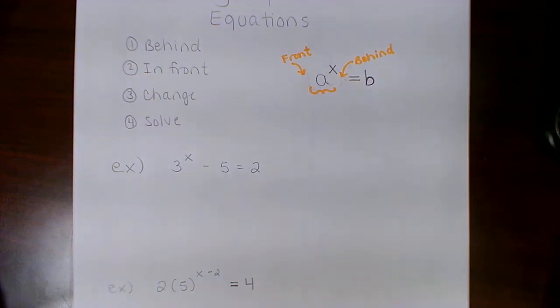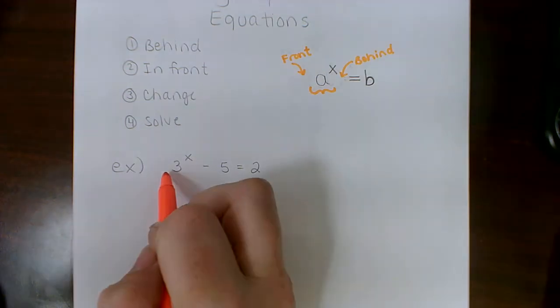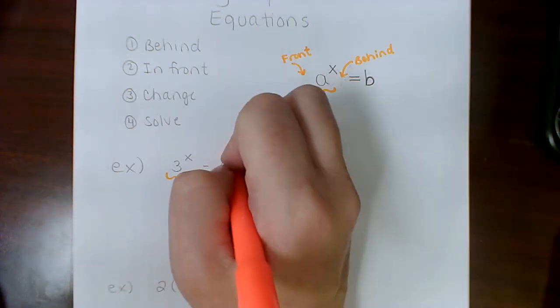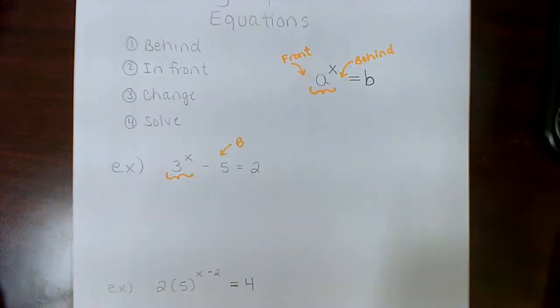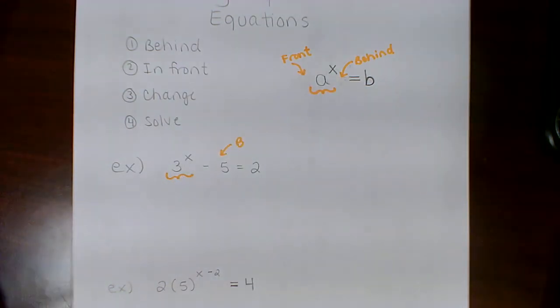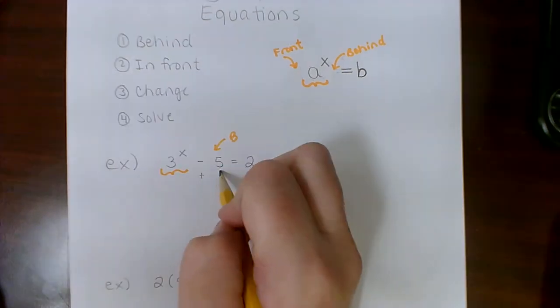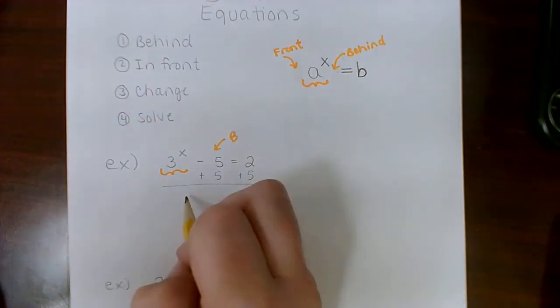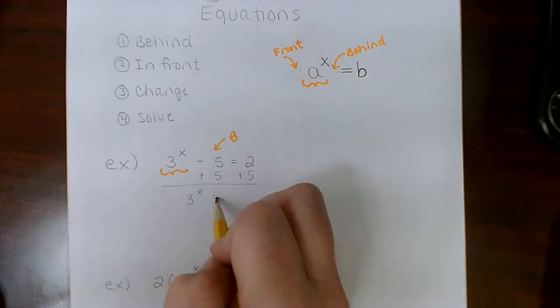So for example number 1, we're going to start with behind. First, find out where the function is, and then you can check behind. So yes, example number 1 does have a behind number. To get rid of the -5, we will add 5 to both sides. That will become 3 to the power of x equals 7.